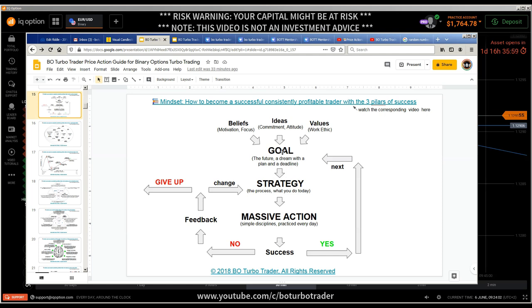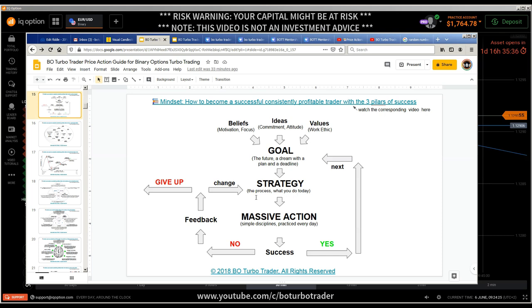We have a goal. Our indicator should be really reliable. So then we have some kind of plan, what we have to do to get this indicator to this point. That is the future, a dream with a plan and with a deadline. And if this is not met, this kind of goal will never be released. So easy, that is this one.